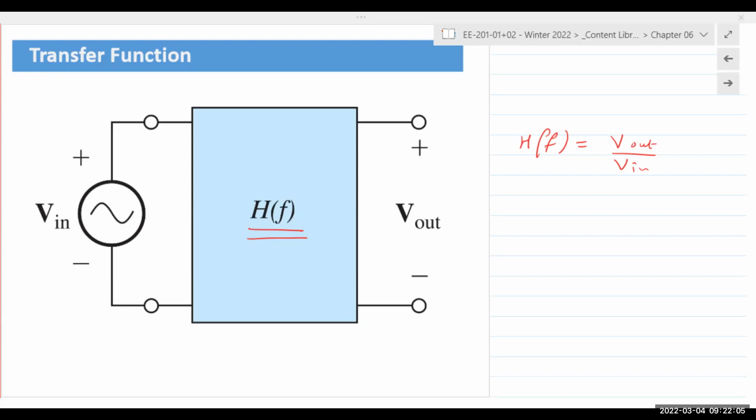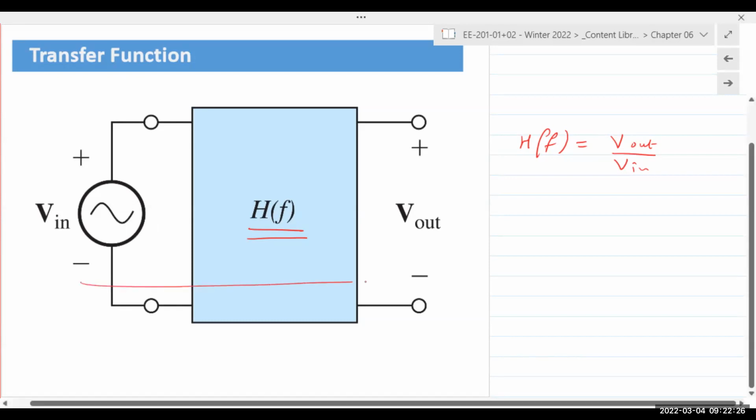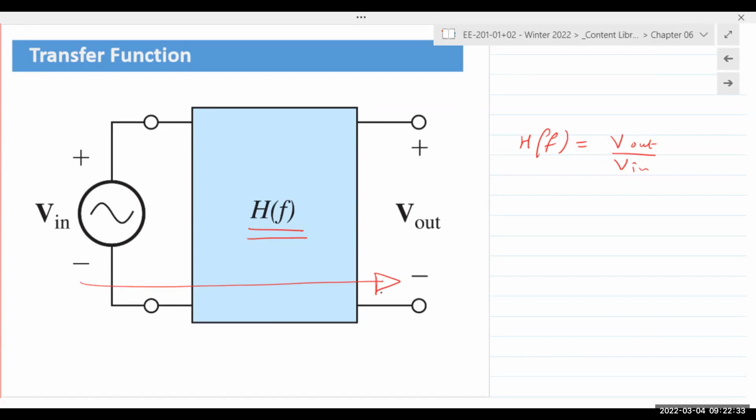So it's the ratio of V out to V in. It basically describes how the output is going to change with respect to the input. It's also telling you how the input is being transferred to the output, and hence the name transfer function. So simply put, it's the ratio of output to input.